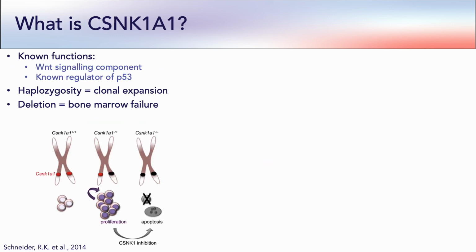So what is casein kinase 1A1? It's obviously a kinase, it phosphorylates a set of target proteins, but in addition to this, it's a known signaling component of the Wnt pathway and a known regulator of p53, where it phosphorylates it to target it for degradation. One thing that we know about casein kinase 1A1 is that the haploinsufficiency, such as we see in this del(5q) MDS, leads to clonal expansion, but previous studies by our lab have also shown that homozygous deletion of this gene leads to bone marrow failure, so cell death.